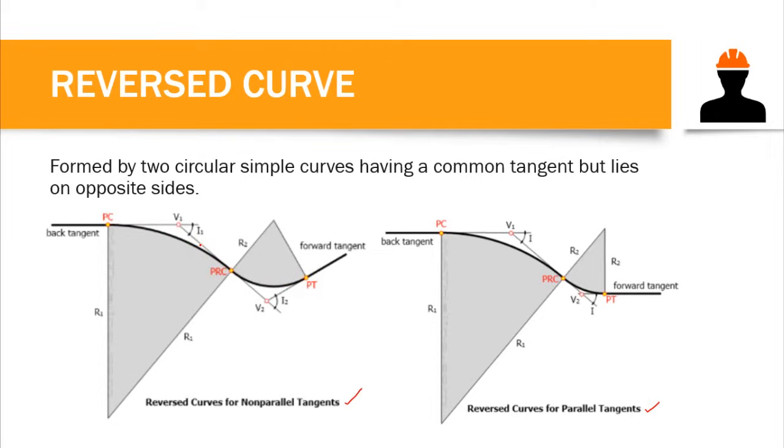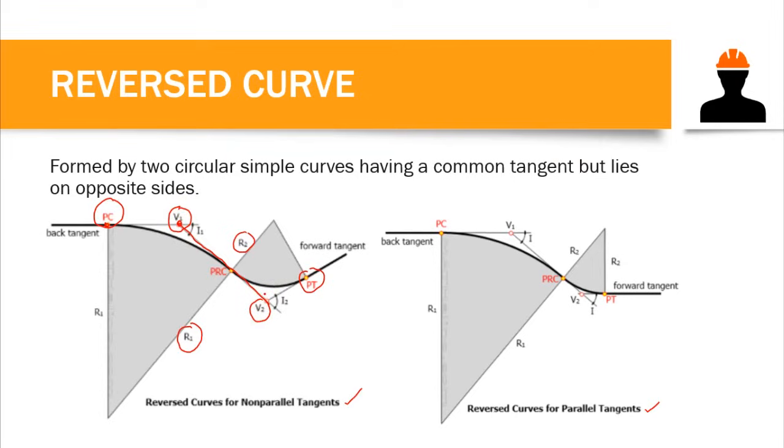As you can see, they differ in orientation. And for the elements of the curve, of course, we have the PC here, the point of curvature; the PRC, the point of reverse curvature; and the PT, the point of tangency. Since we have two simple curves here, we have a different radius for each: the radius of the first simple curve and the radius of the second simple curve. And since they have a point of intersection, they have a common tangent. They also have their individual points of intersection.